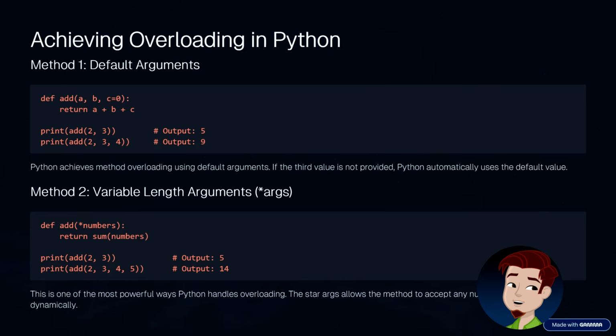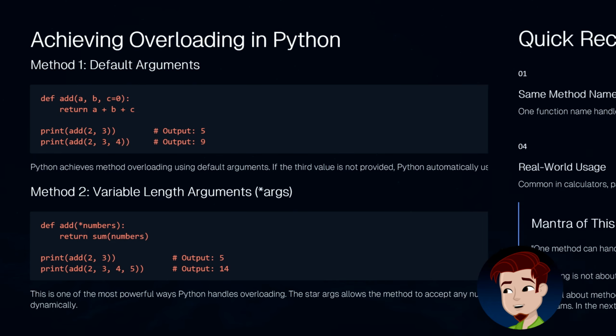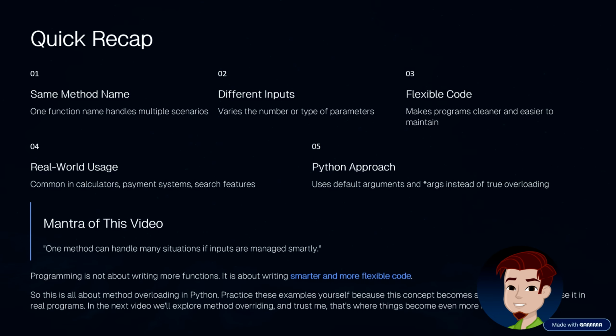Another powerful way Python handles overloading is using star args. Star args allows a method to accept any number of arguments dynamically. This means whether you pass two numbers, four numbers, or even 10 numbers, the same method can handle all of them. This makes Python extremely flexible and developer friendly.